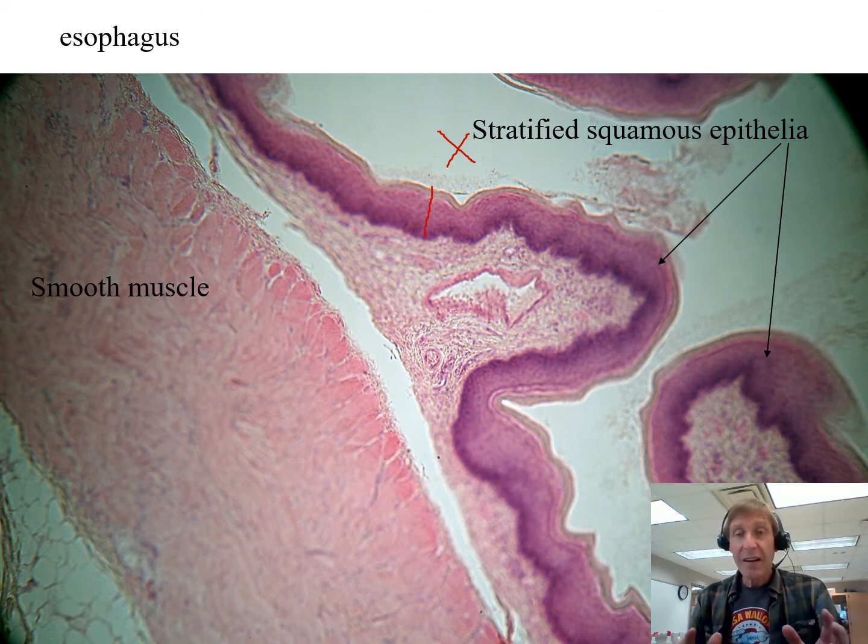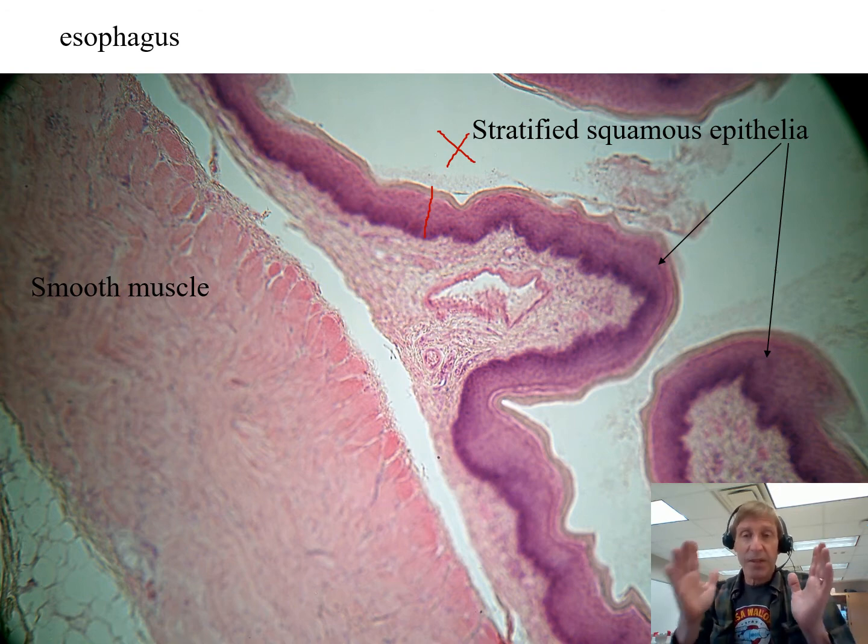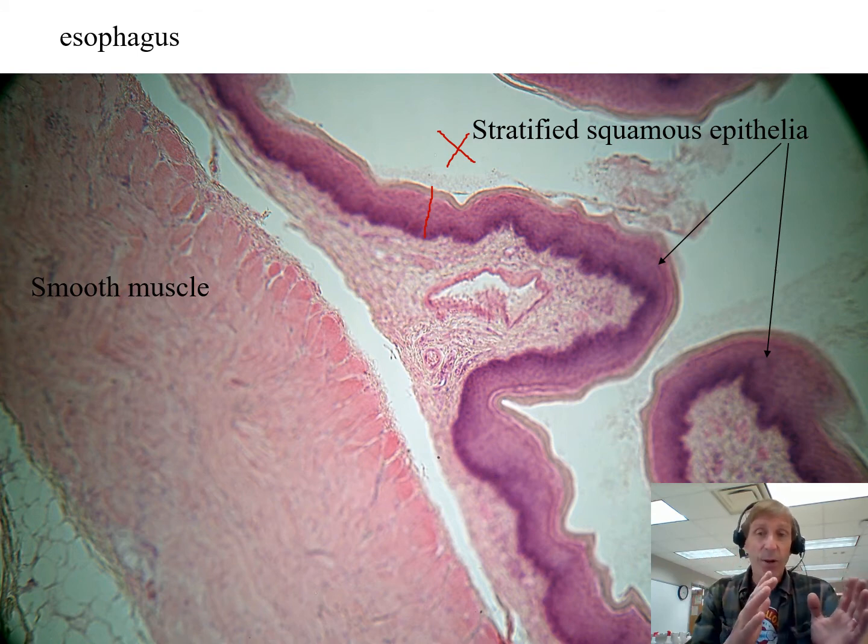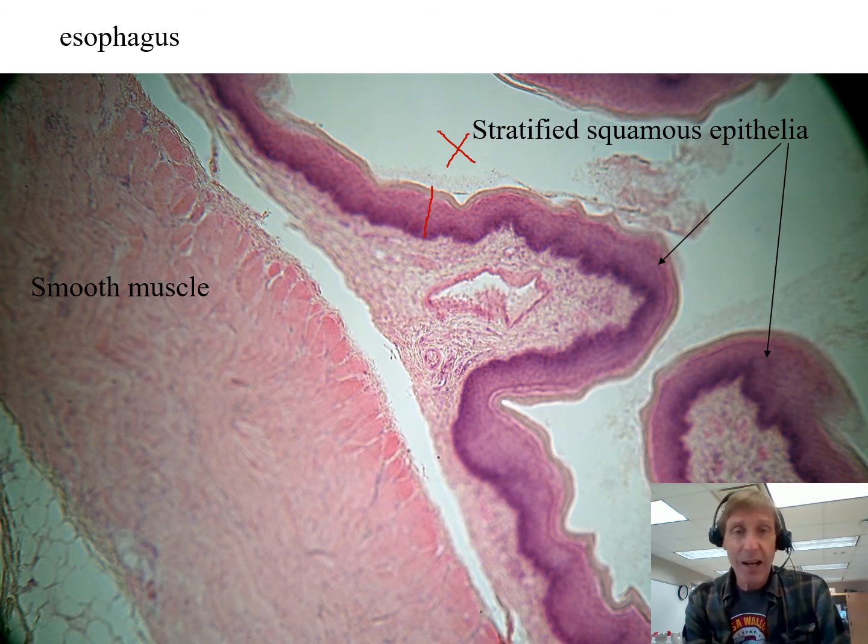So when you look at the entire alimentary canal, from esophagus down to anus, the tube is made of 4 layers. The one on the inside closest to the lumen is the mucosa. Then you'll have a submucosa, then a muscularis externa, then a serosa or adventitia outside.